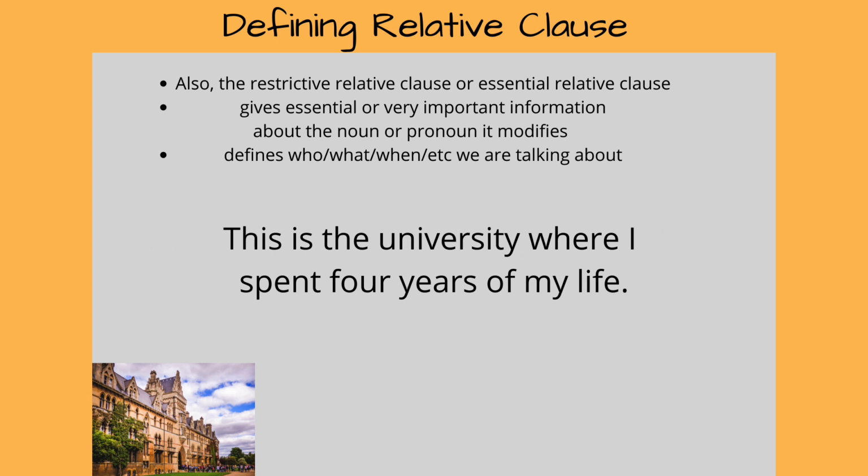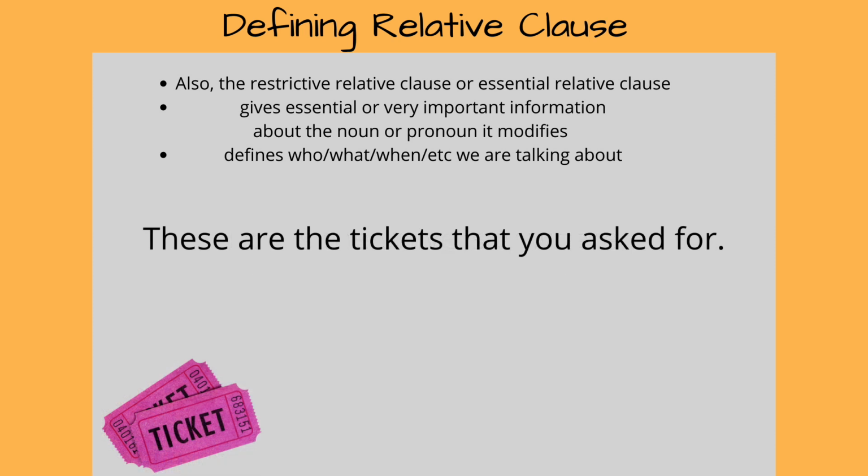Okay, and now we're looking at, these are the tickets that you asked for. Again, this contains a defining relative clause, that you asked for, right? We added essential, very important information to the clause. These are tickets. Without the information that you asked for, without the relative clause, you would be asking, what tickets are you talking about? Tickets for what? I'm confused. So this is why we added that relative clause, that you asked for. Oh, okay, those tickets. You specified. You defined what tickets you were talking about.